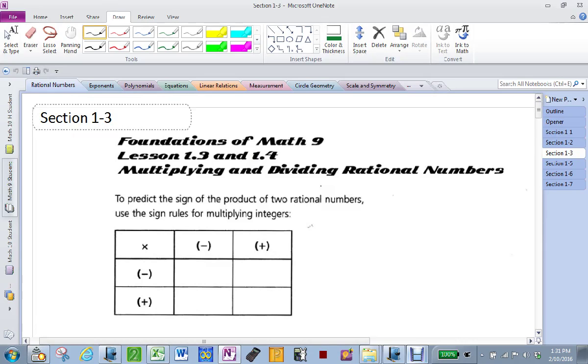Please open to Foundations of Math 9, Lessons 1.3 and 1.4, Multiplying and Dividing Rational Numbers.